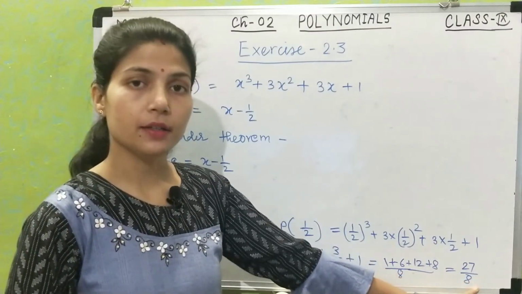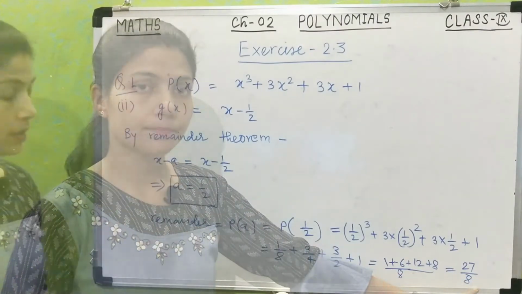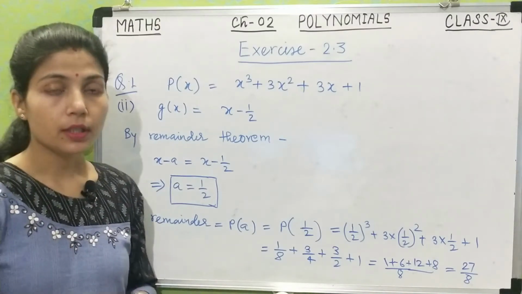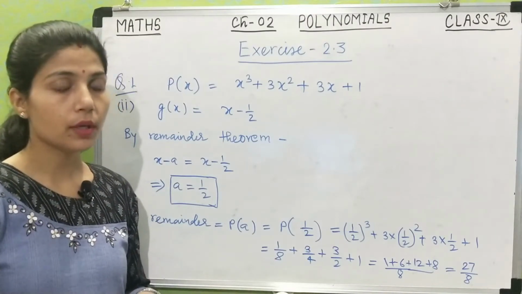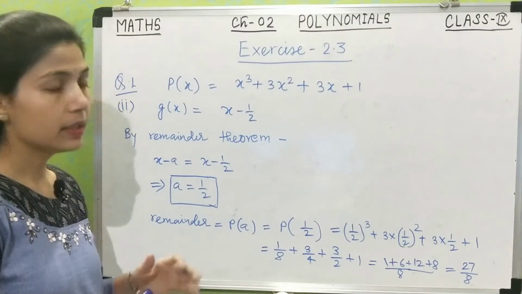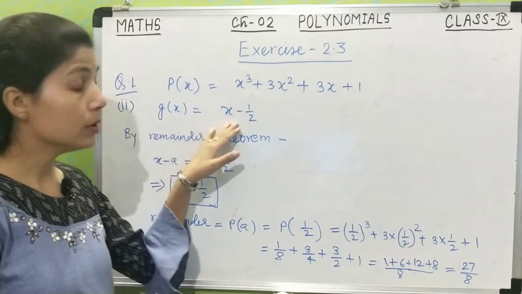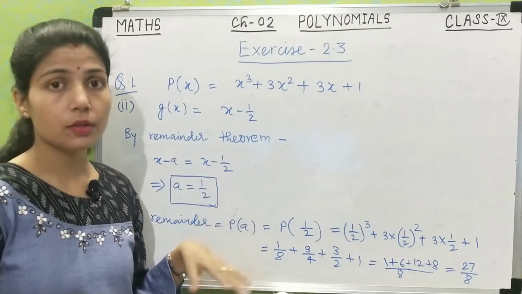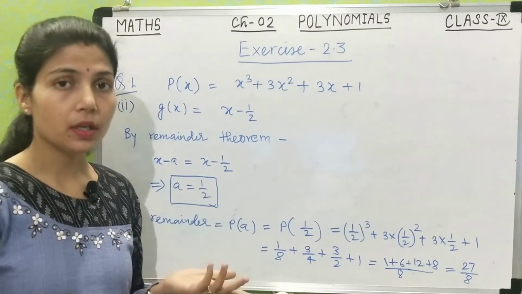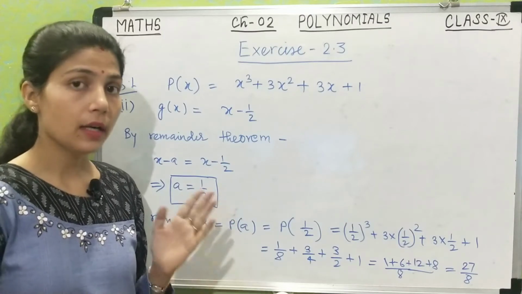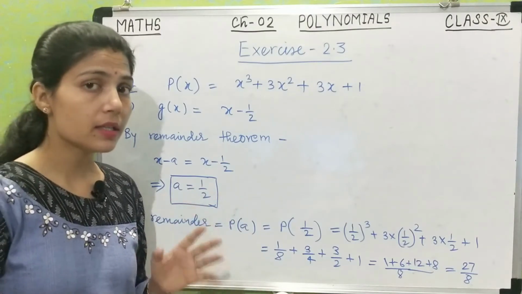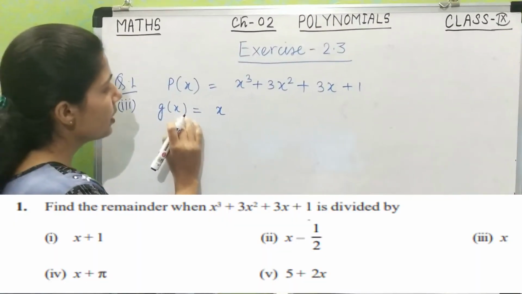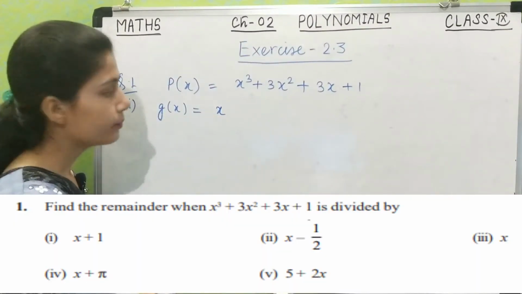So the remainder is here 27 by 8. Whenever you are given a polynomial with degree greater than or equal to 1 and you have to divide that polynomial by a linear polynomial, then you can use the remainder theorem. The remainder will be pa, meaning the value of the polynomial at x equals to a, where a is any real number. Now see the third part, gx equals to x.